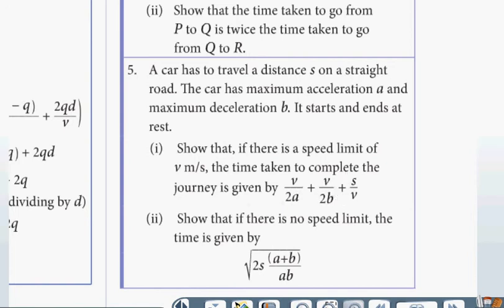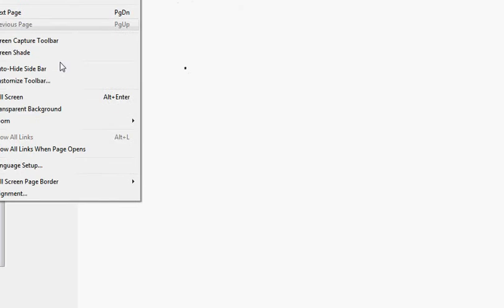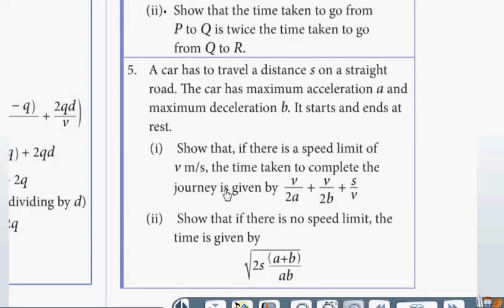Okay, so what you're going to have to do here is the following. You just underline your keywords as your key information as you go through. You're going to have s here, maximum acceleration a, deceleration b, starts and ends at rest. These are your keywords. Show that if there is a speed limit, so we know there's a speed limit of v.